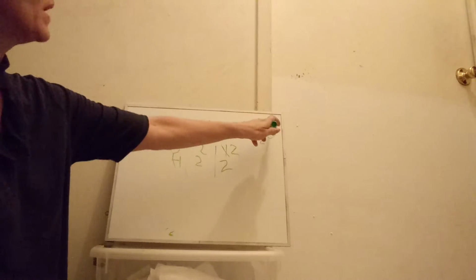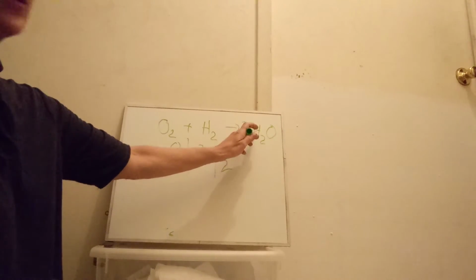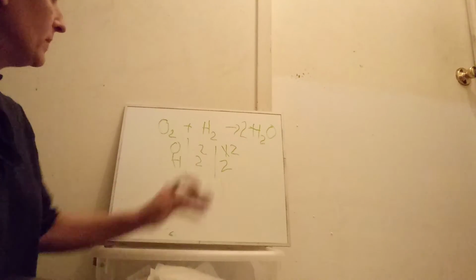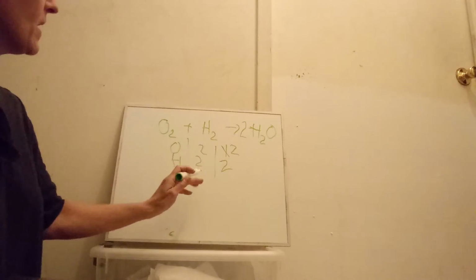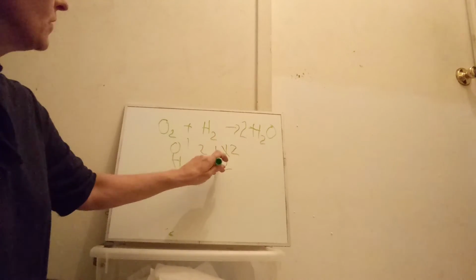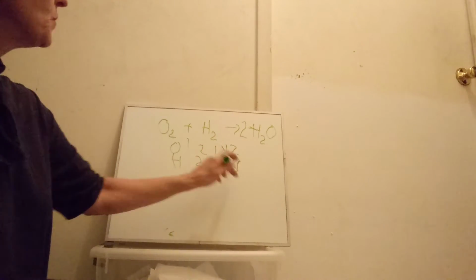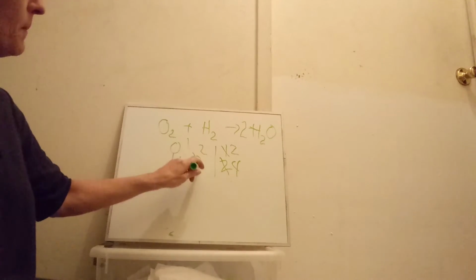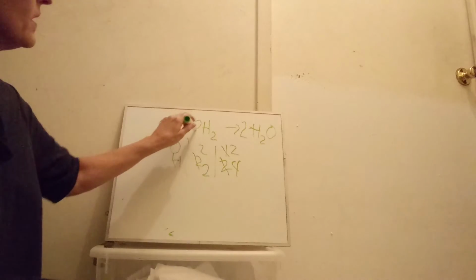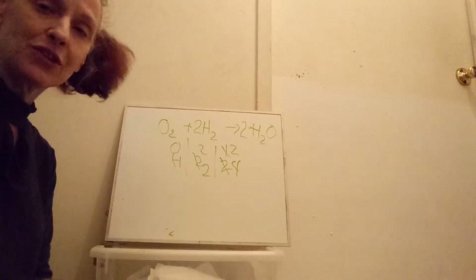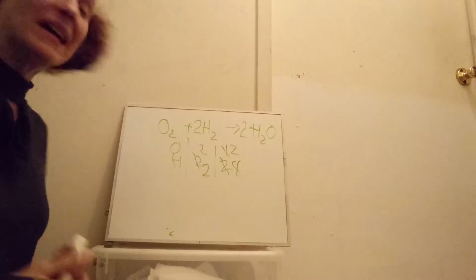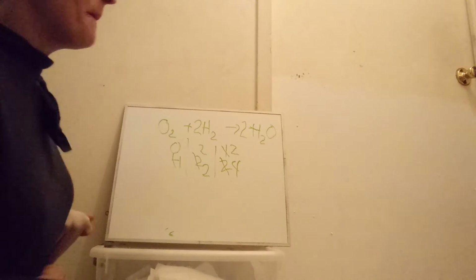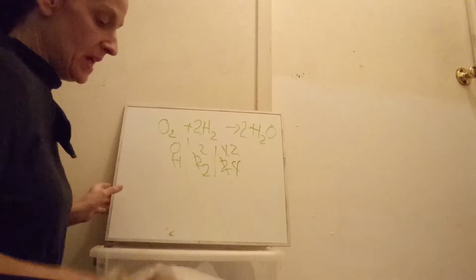And so I have 2 oxygen, but now I have 2 times 2, 4 hydrogen. And I only have 2 hydrogen here. So now I have hydrogen, 4. And what I need here is 4 as well. So if I multiply 2 again by 2, I get 4. It balances. But when I tried this problem earlier, it was a mess. So this doesn't really work for me.